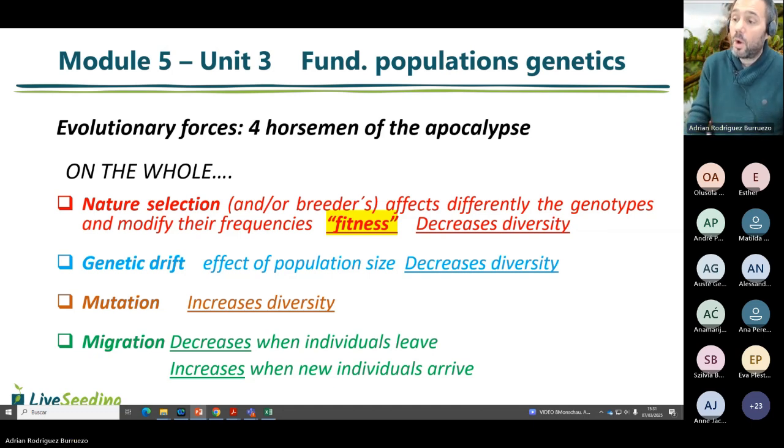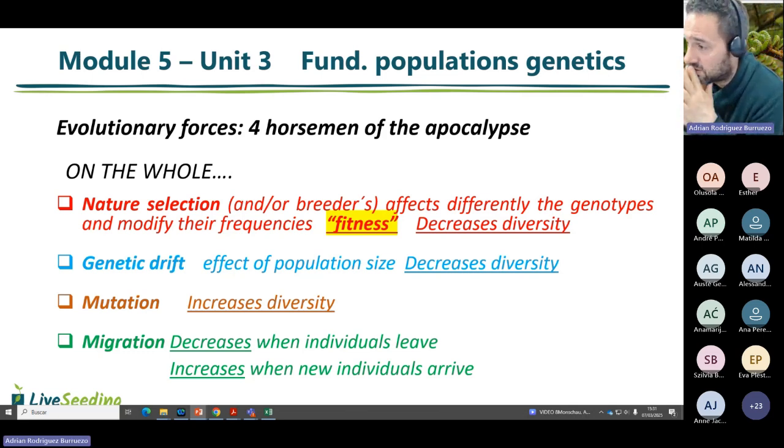Well, how on the whole does each work? Well, in the case of natural selection, it works by affecting each genotype differently and modifying their frequencies. And its effect is mathematically estimated through the concept of fitness. Okay, so how does natural selection or breeder selection work? Each genotype has a different fitness value from 0 to 1.